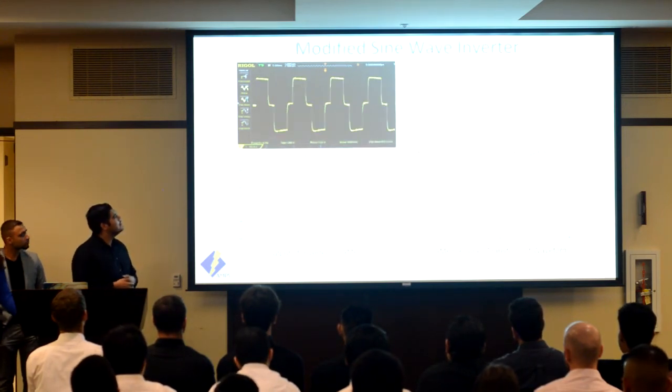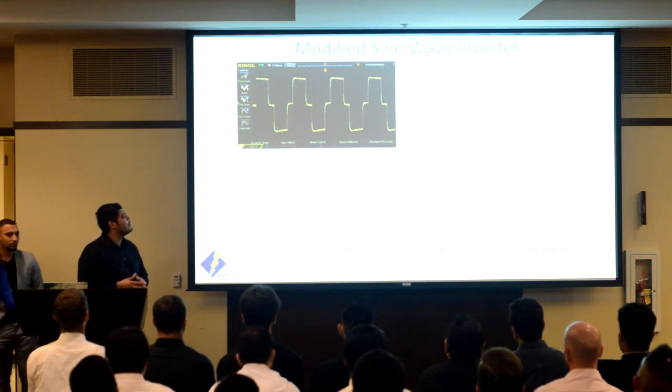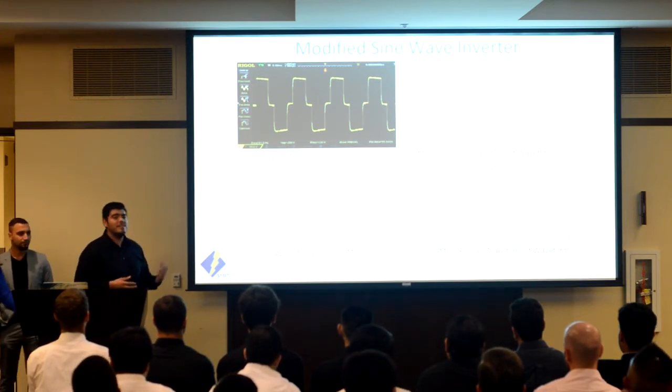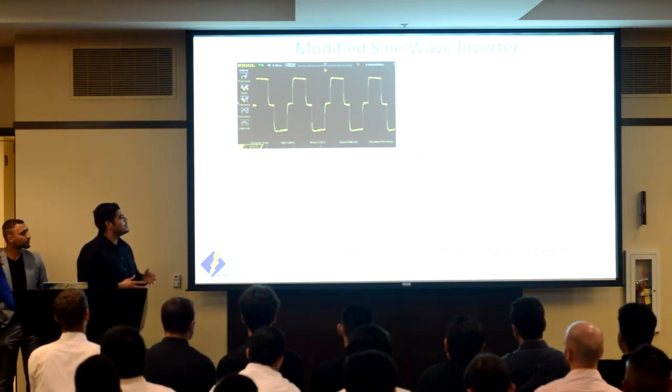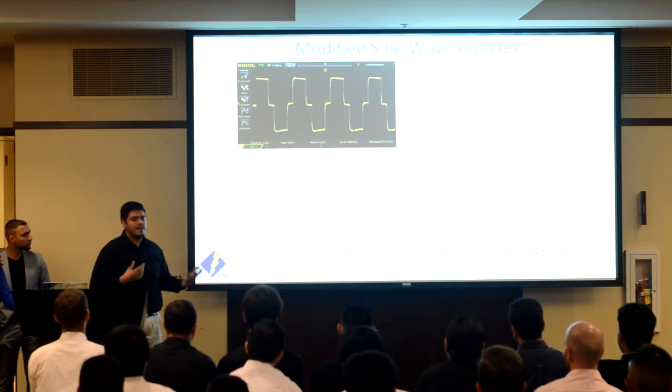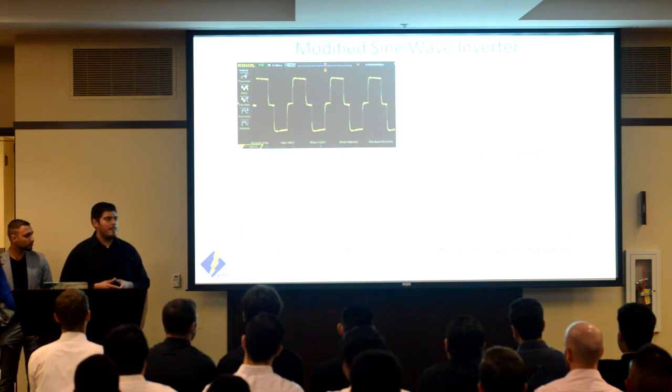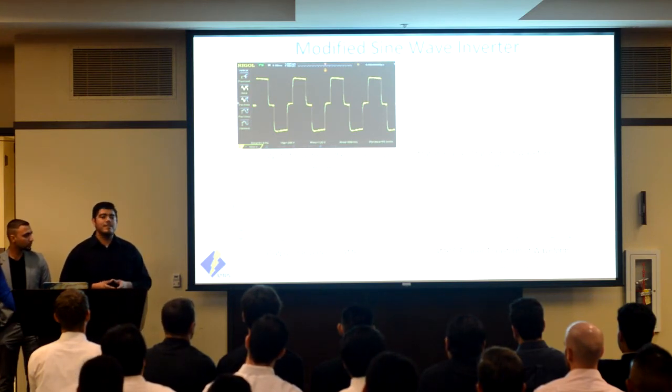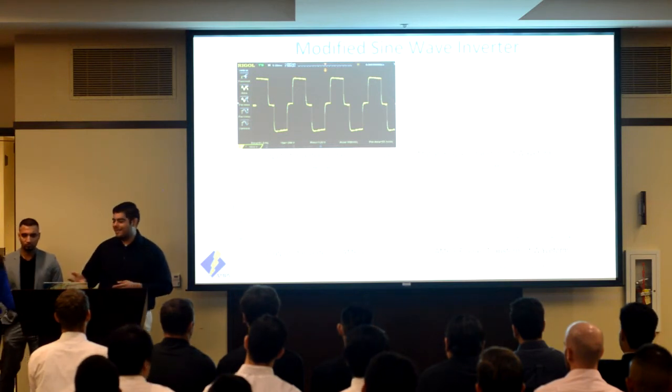Next slide. So here's the output from a modified sine wave inverter. As you can see, the modified sine wave inverter contributes a higher amount of harmonic distortion. And again, as mentioned, this increases the power dissipation in your electronics and shortens their lifespan. So now to talk about filtering, I pass it on to Andia.